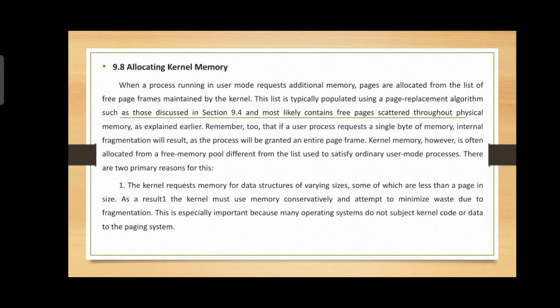There are two primary reasons for this. The first is the kernel requests memory for data structures of varying sizes, some of which are less than a page in size. As a result, the kernel must use memory conservatively and attempt to minimize waste due to fragmentation. This is especially important because many operating systems do not subject kernel code or data to the paging system.